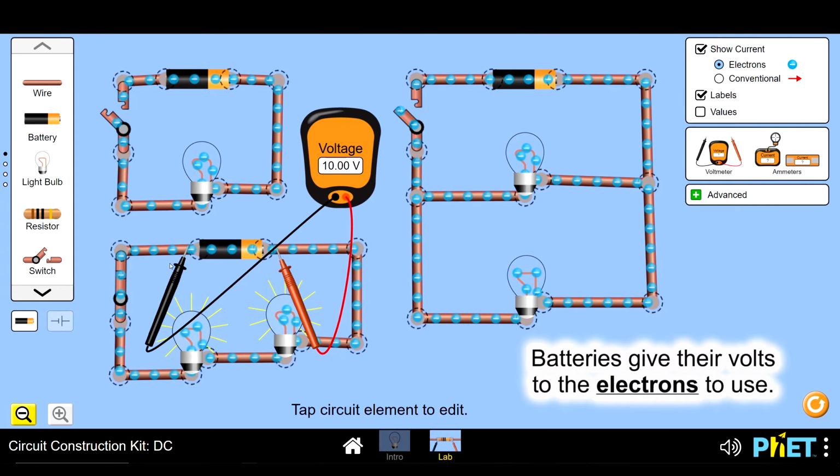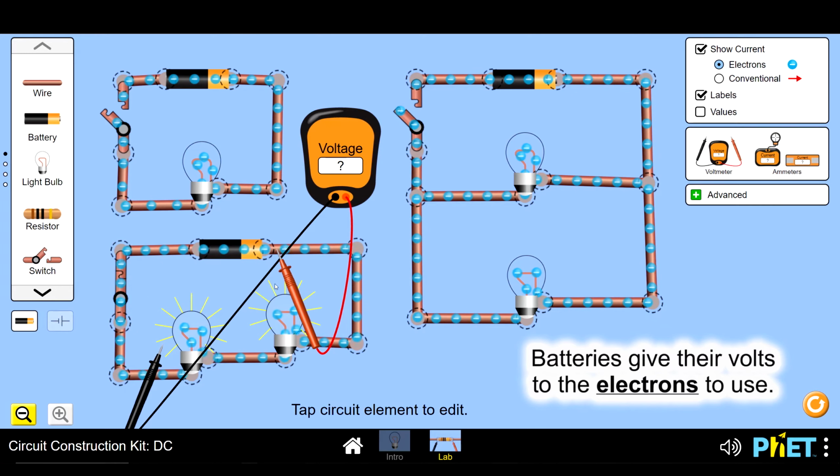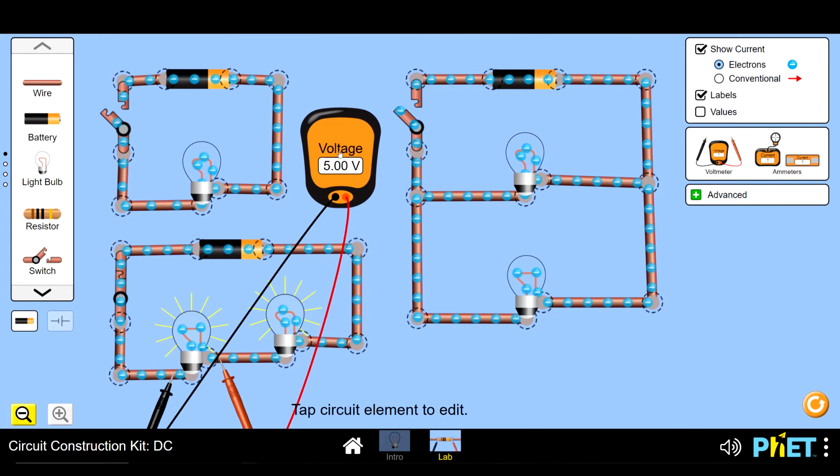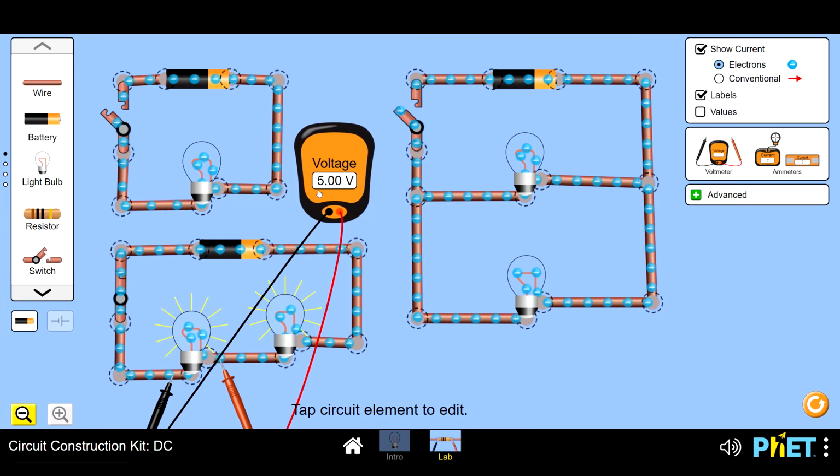Let's see how this 10 volts is used as we go through this circuit right here. I'm going to analyze how many volts this light bulb is using. Ooh, okay, and we're seeing that there are only 5 volts being measured across this bulb. It says from one end of the bulb to the other, the drop in voltage goes from 10 to 5. So there's only 5 volts after we get through this bulb. We started out with 10, and 5 of those volts are being used at this bulb. Let's check out what's happening at the other bulb.